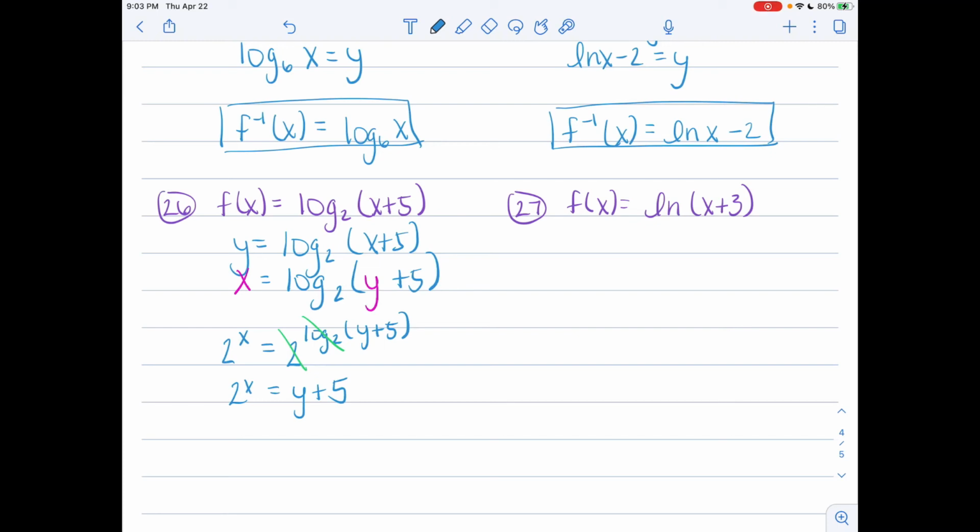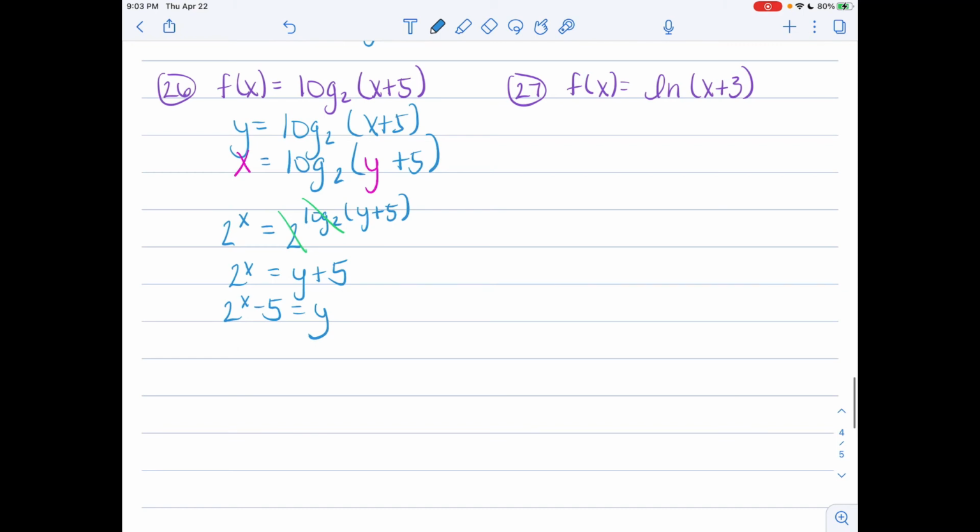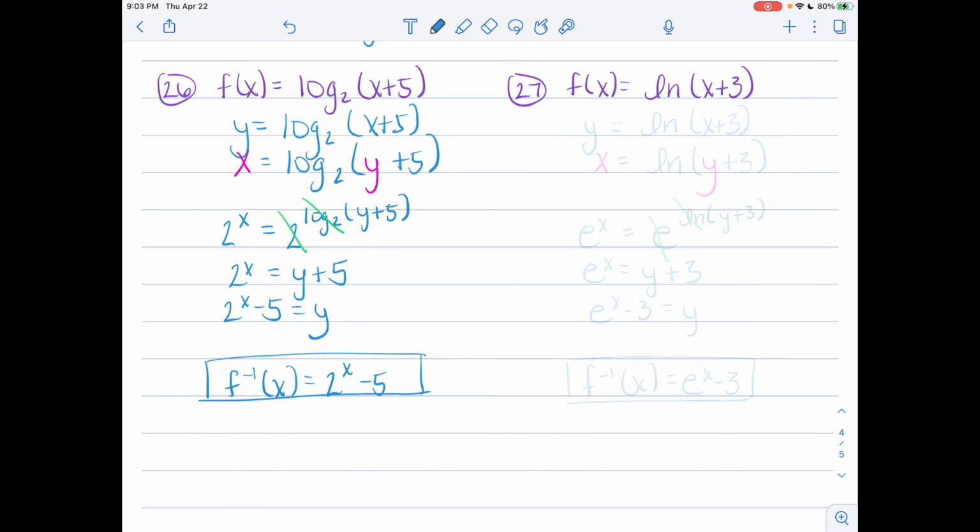I want to move the 5 over so that I have y by itself. So 2^x minus 5 is equal to y. And now I have y solved for. I can rewrite in my function notation f inverse of x is equal to 2 raised to the x power minus 5. I'd like for you to pause the video and try this very last one, remembering that in order to get rid of a natural log, you need an exponent with a base of natural base.